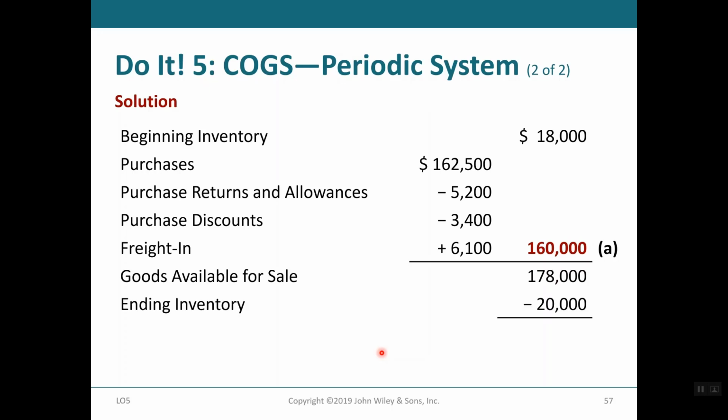Okay, ending inventory, the question told us, is 20,000, and that will give us our cost of goods sold of 158,000 for our ending cost of goods sold.